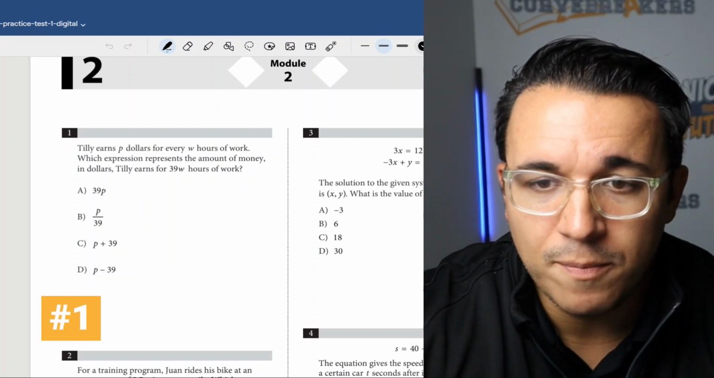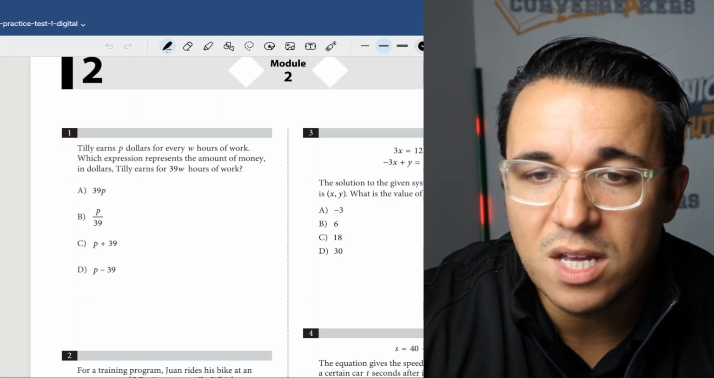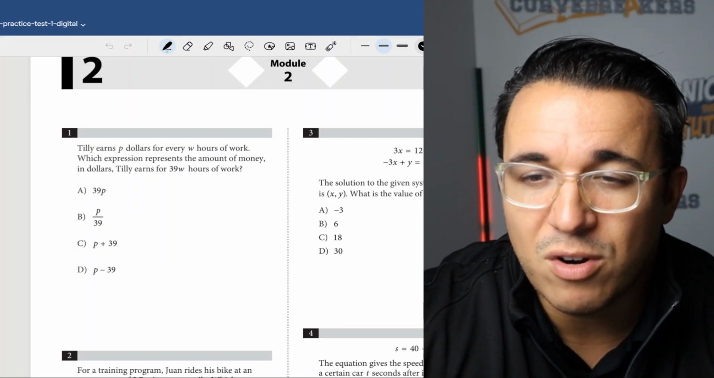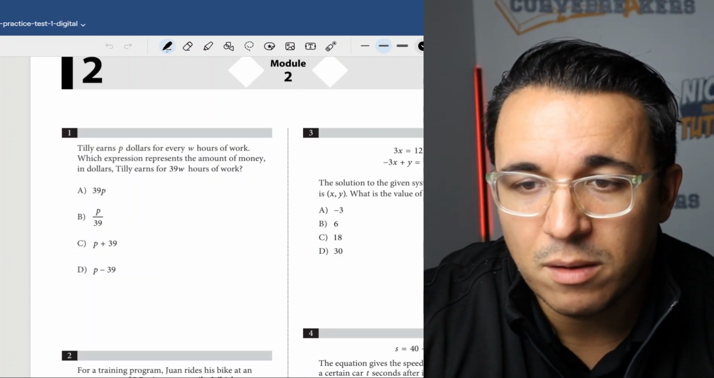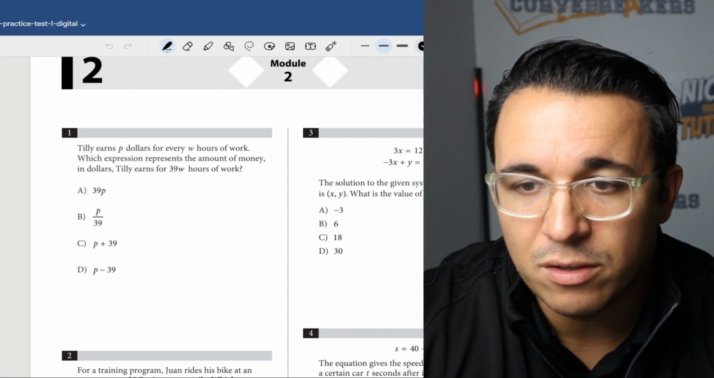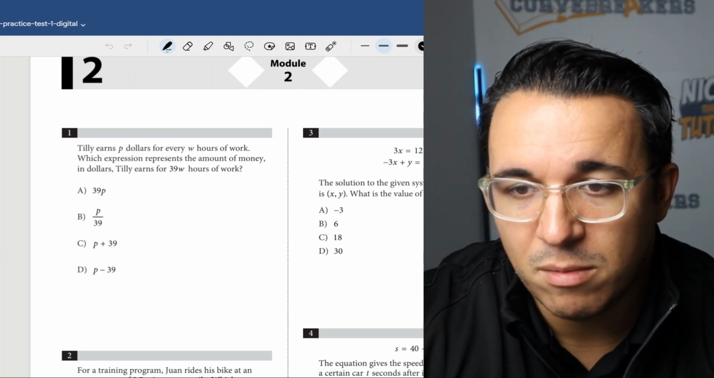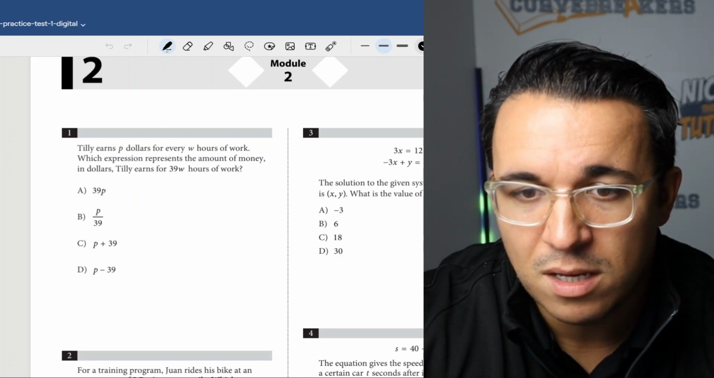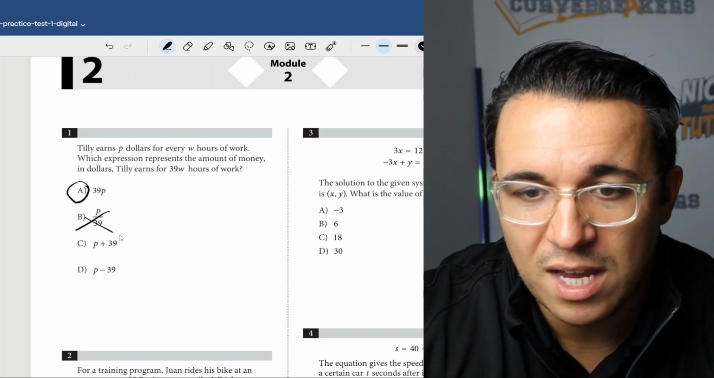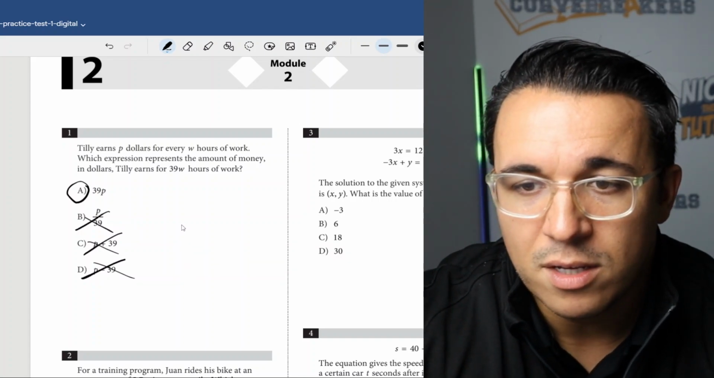So let's look at number 1. Tilly earns P dollars for W hours of work. Which expression represents the amount of money in dollars Tilly earns for 39 W hours of work? So if W is hours, it looks like Tilly is earning $39 per hour. So how would you calculate this? You would do 39 times the number of hours of work. But here, we just have to replace P. So I'm going to go with answer choice A. None of these other ones make any sense. This is a multiplication issue. That's how you calculate something per hour.